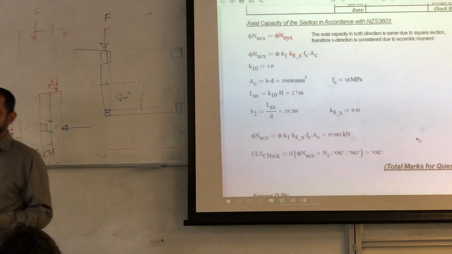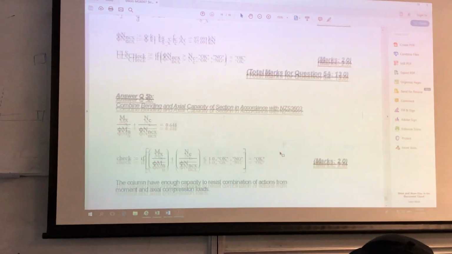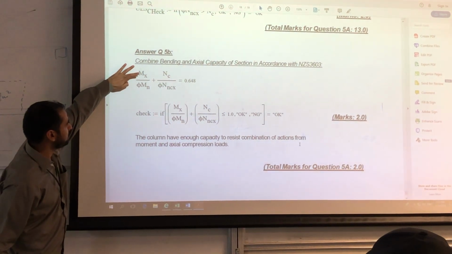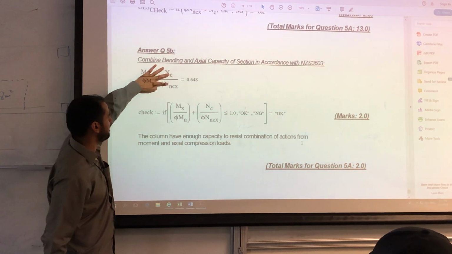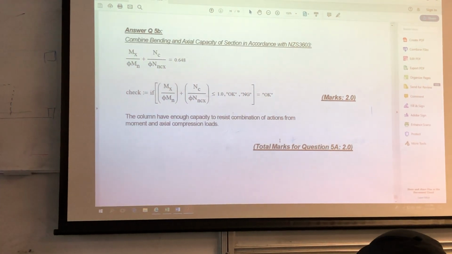Now the last thing I need to do, and now I have two actions, so I need to check the combined action. And the combined check is that one there. Mx divided by Mn, plus Nc divided by N, that should be less than or equal to 1. And that's the end of the exam. We did it in 1 hour.